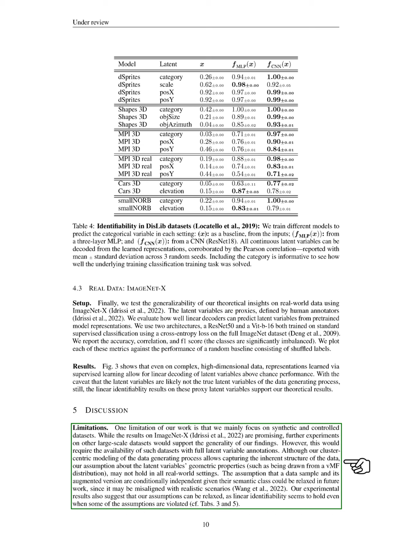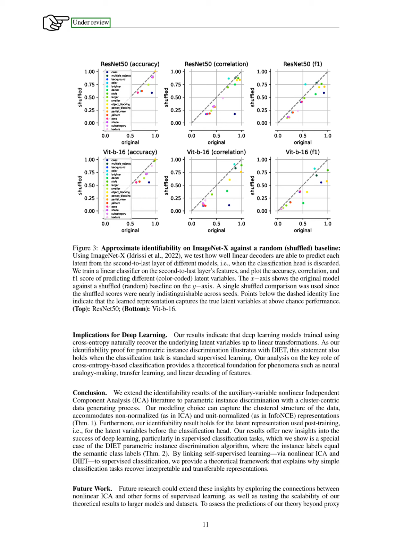We also suggest that the assumption of conditional independence between a data sample and its augmented version could be relaxed in future work, as it may not align with realistic situations. Our experimental results indicate that linear identifiability appears to hold even when some assumptions are violated.